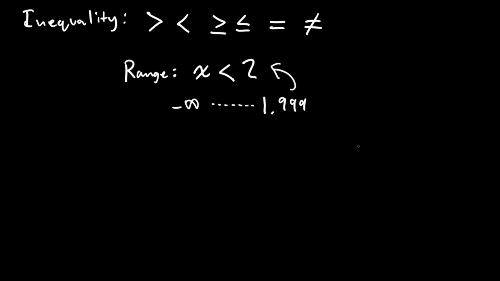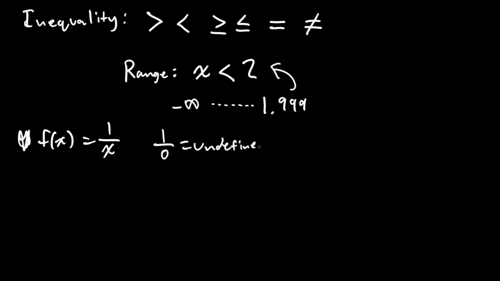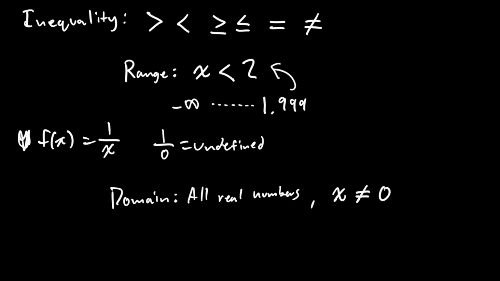Another example, let's use the function we used before, which is f of x is equal to 1 over x. And we've established before that you can't plug in 0 here, or else you'll be dividing by 0, which is undefined. But every other number works for this function. So in this case, you could describe the domain like this. You could say that the domain is all real numbers, but x cannot equal 0.